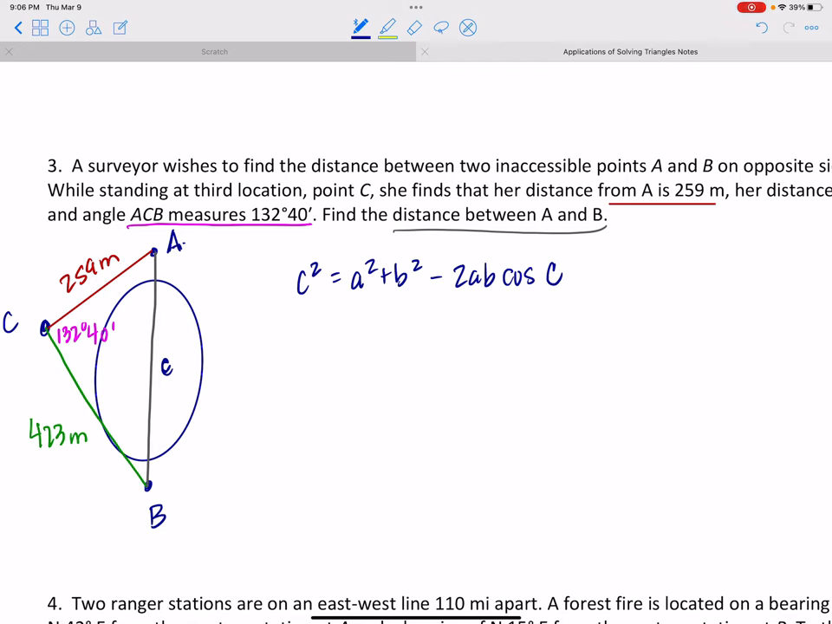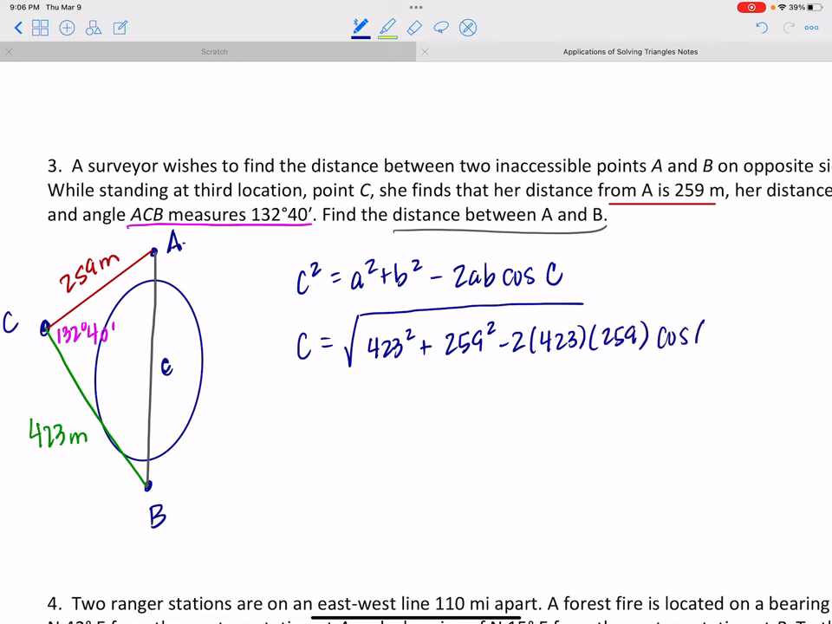So that means c is going to equal the square root of all of that. And all of that being, A is over here across from angle A. That's 423 squared, plus B, across from B, is 259 squared, minus 2 times, again, 423 and 259. And then finally the cosine of 132 and 40 minutes.